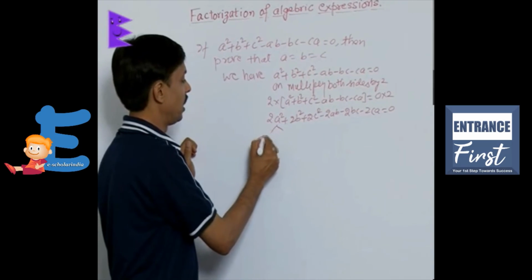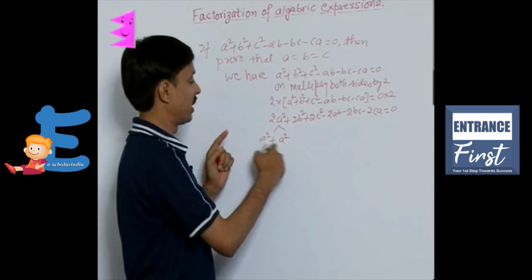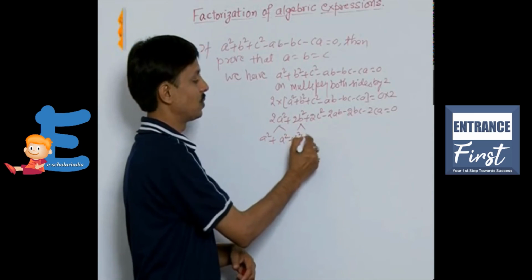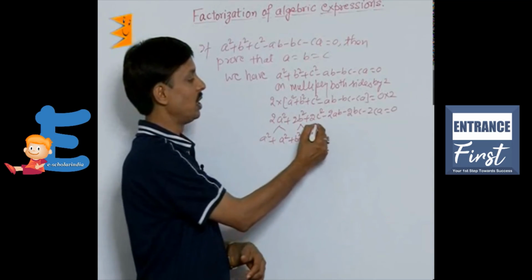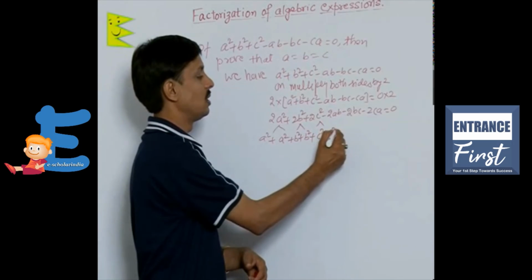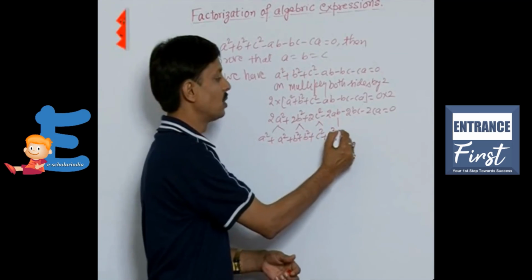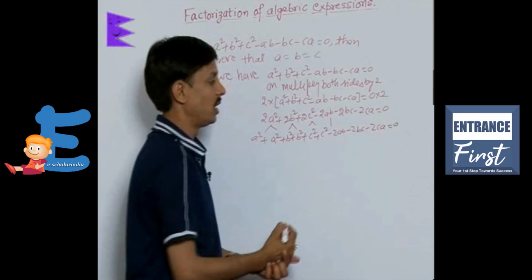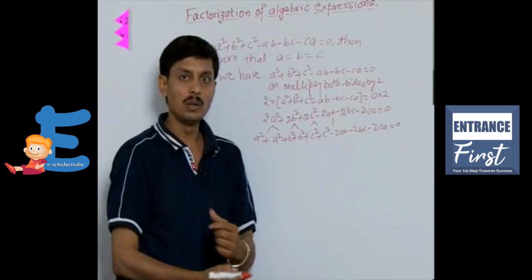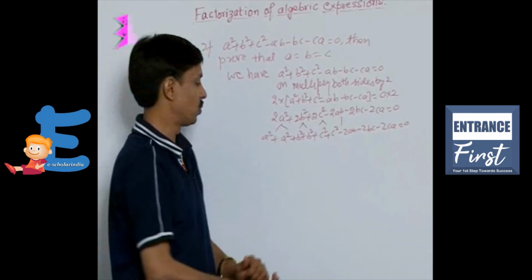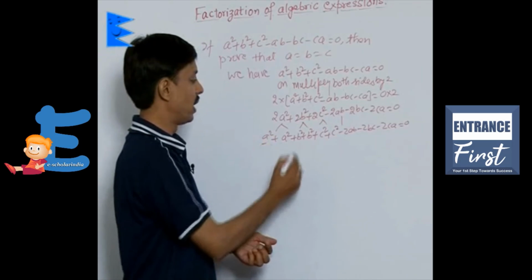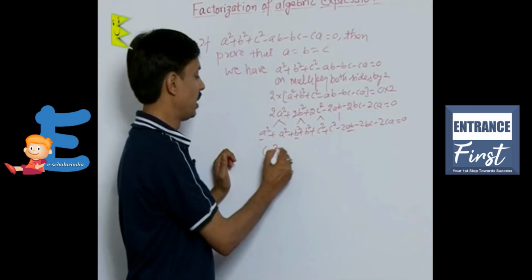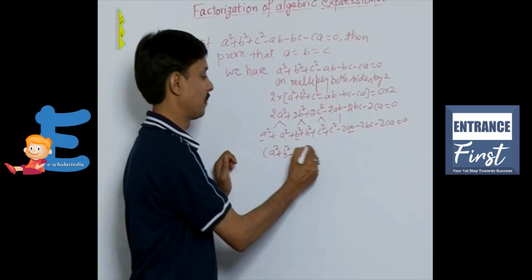This can be written as a square plus a square, because 2a square can be written as a square plus a square. 2b square can be written as b square plus b square. 2c square can be written as c square plus c square. And the remaining values: minus 2ab minus 2bc minus 2ca is equal to 0. Now think of clubbing to make a perfect square. You can think this is a square plus b square minus 2ab. Write at one place: a square plus b square minus 2ab.